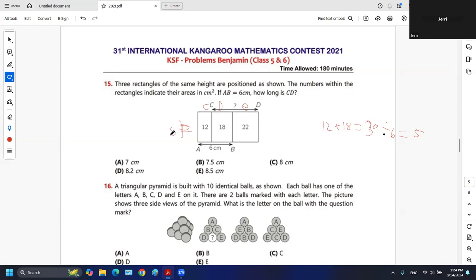So F is 5. Then we're going to add up 18 and 22 because we're figuring out the centimeters of these two numbers. 18 plus 22 is 40. And then 40 divided by 5 is 8. So C is the answer.